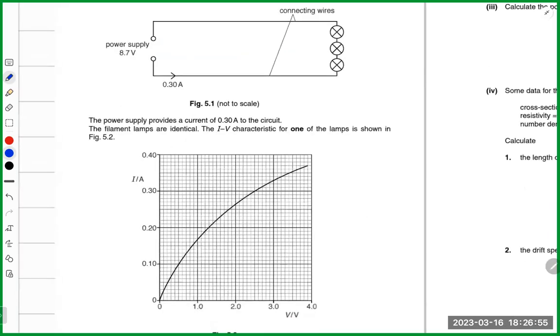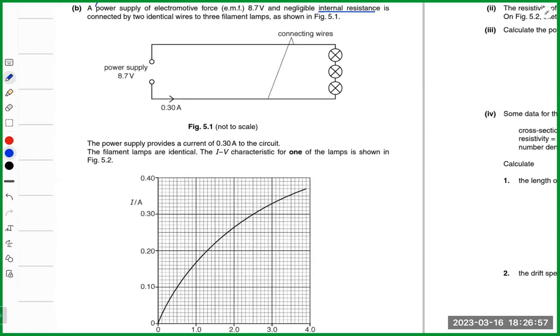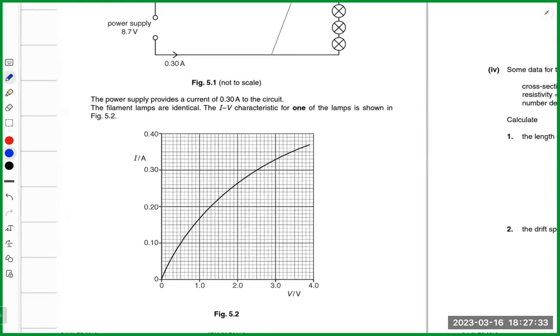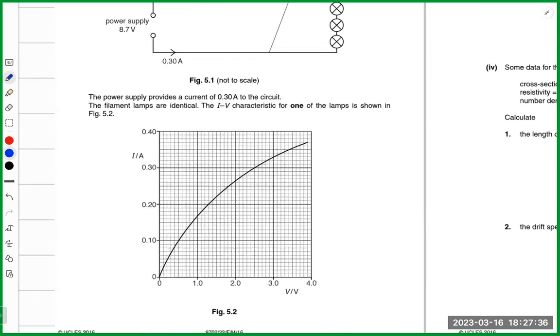Now, a current of 0.30 ampere is set in the circuit, and we have long connecting wires. I haven't read the question yet, but I can see he has intentionally made the wire so long that he will definitely have some part related to that. These wires will offer some kind of resistance. The power supply provides a current of 0.30 ampere to the circuit. The filament lamps are identical, and these are the characteristics of each one of them.